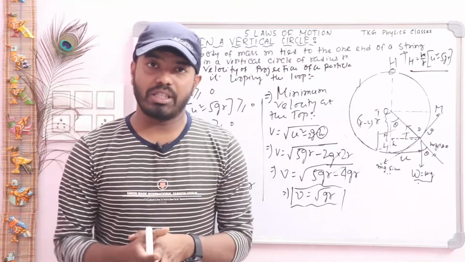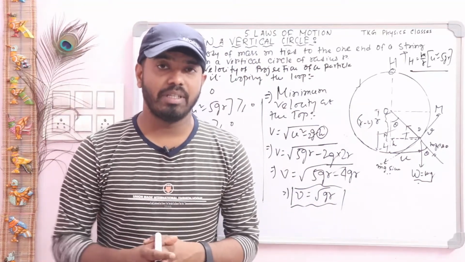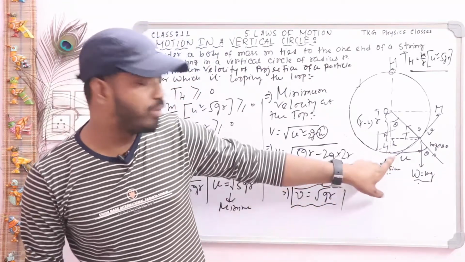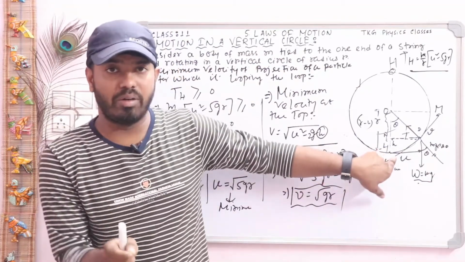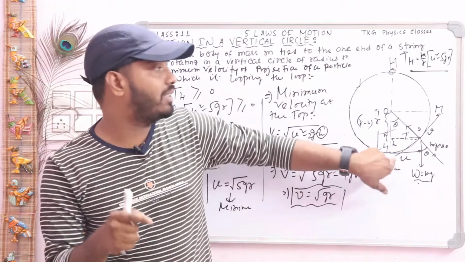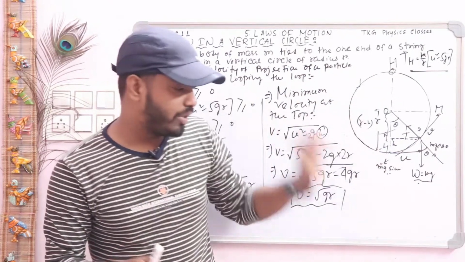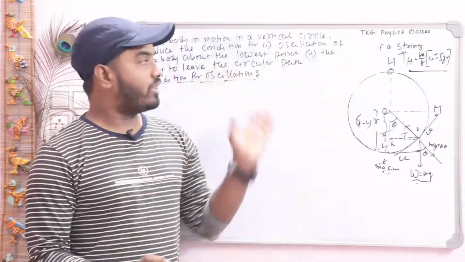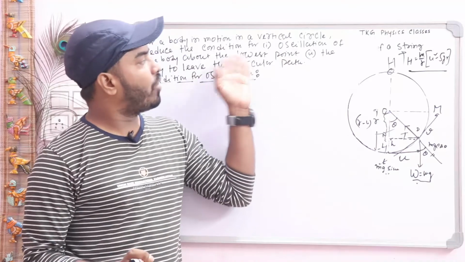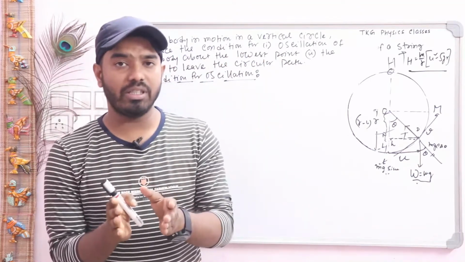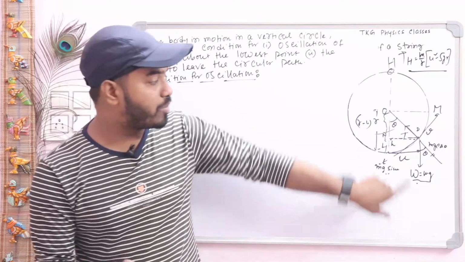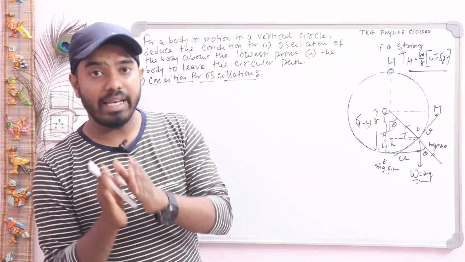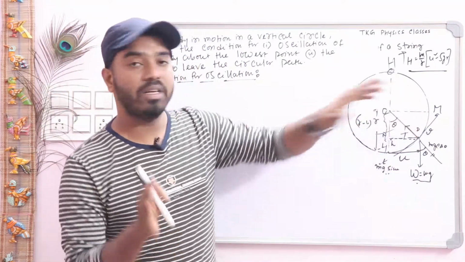There are two more conditions which arise in your exam: under what condition the body oscillates about its lower position, and under what condition the body leaves the circular path. So at first write the question. First point, the condition of oscillation of the body about the lowest point L, and the second point, the condition when the body leaves this circular path.